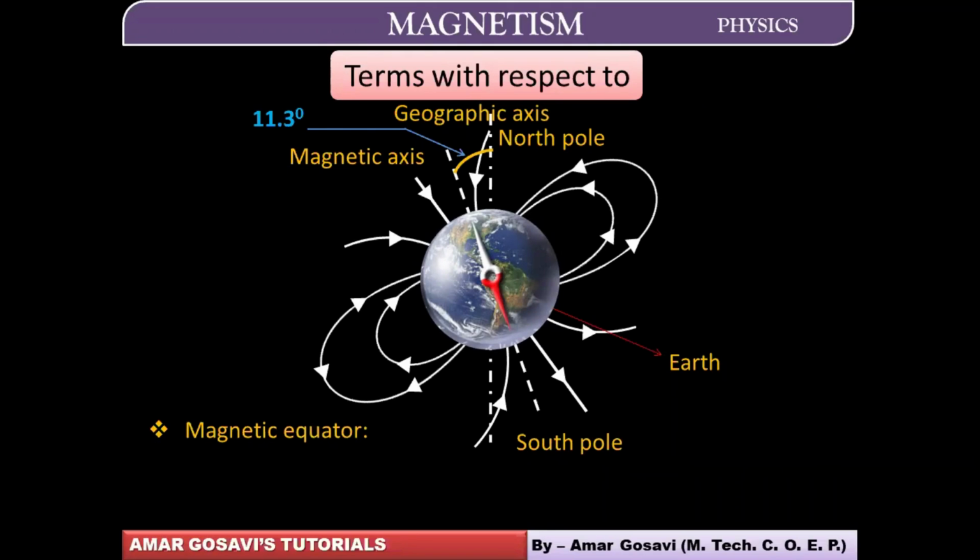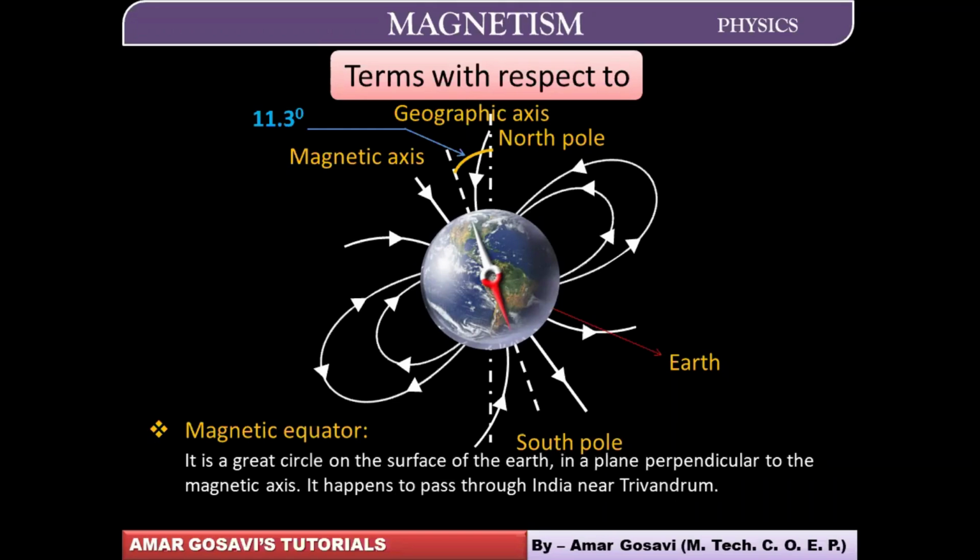Magnetic equator. Now, when I say magnetic equator, how do we define it? It's a great circle on the surface of Earth in a plane perpendicular to the magnetic axis. So a great circle which is perpendicular to the magnetic axis will be called the magnetic equator. Here you can see this is the line representing the magnetic equator, in simple words. And you can see this magnetic equator is perpendicular to the magnetic axis.